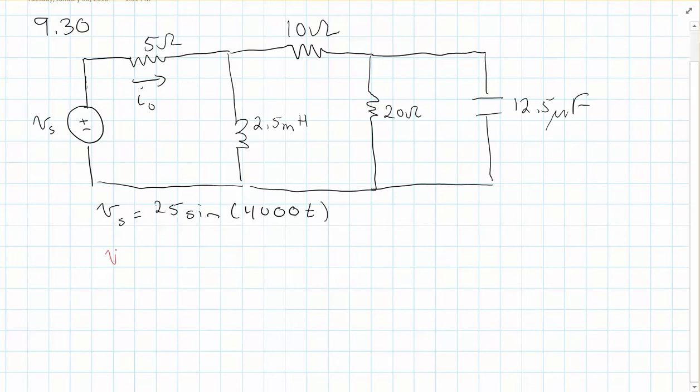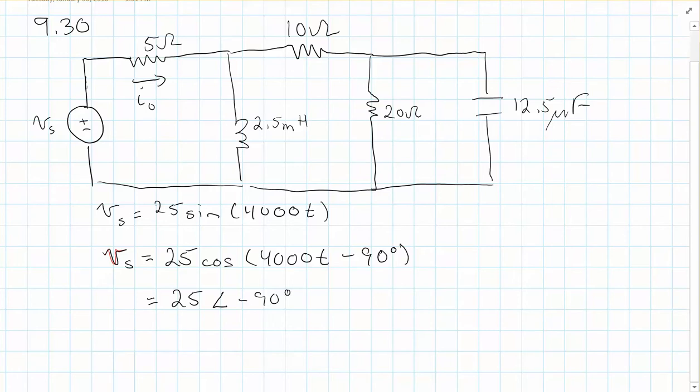So, first thing is to recognize that my voltage source is a sine function, so I need to translate that to a cosine function. So it'd be 4000 t minus 90 degrees, which we know just goes to 25 at an angle of minus 90 degrees, which in rectangular form is minus j 25. And of course I forgot maybe to write here, this is just in volts. Okay, so that's my Vs, and I'll go ahead and write this here as minus j 25.